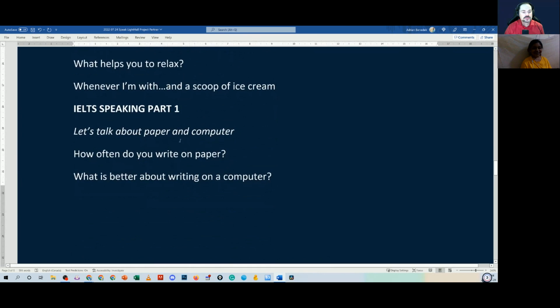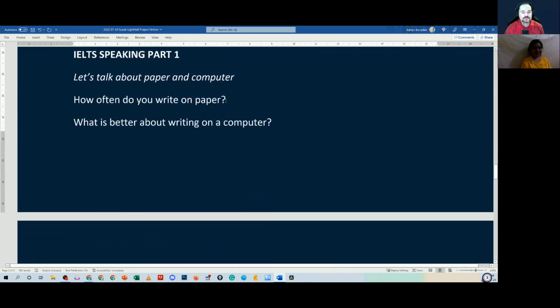Let's talk about paper and computer. How often do you write on paper? Actually, I am a content writer also, so I have most of my work on paper. So there, I often, sorry, yeah.